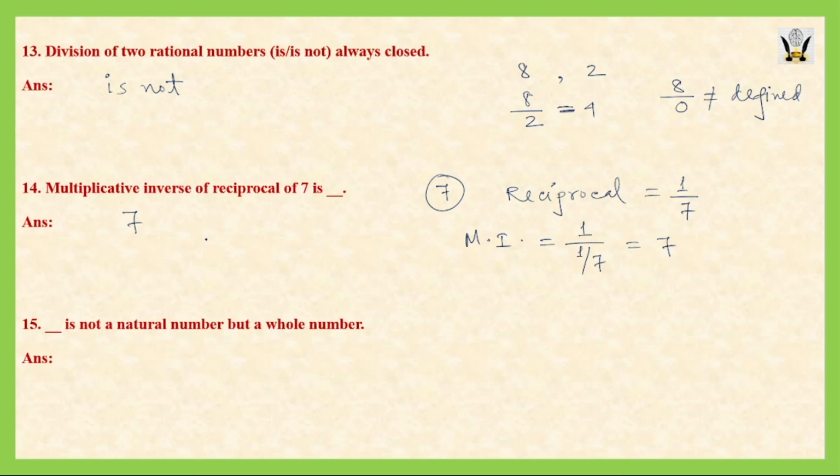Now the last question is, dash is not a natural number but a whole number. We know what the natural numbers are. It starts with 1, 2 and so on, and it continues. Now if with that we add 0, then that set of numbers becomes the whole numbers. But 0 is not a natural number, though it is a part of the whole numbers. So here the right answer will be 0 is not a natural number but a whole number. So the answer will be 0.